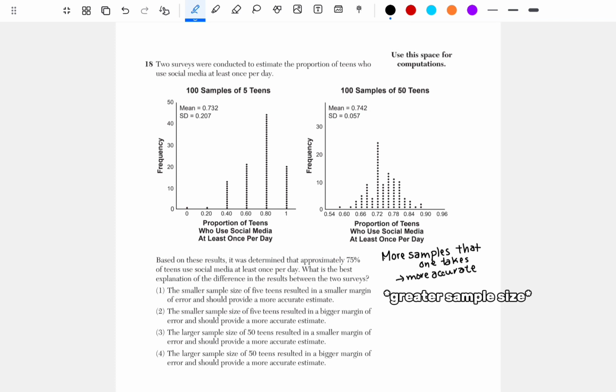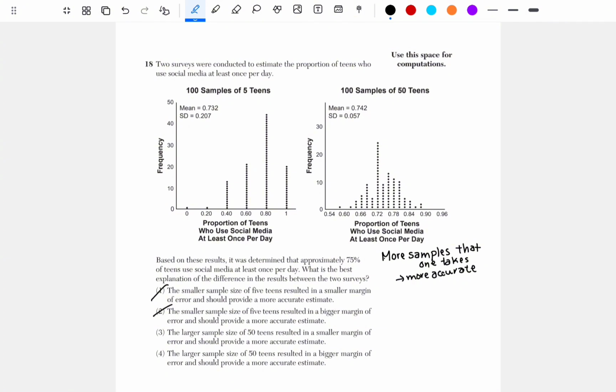So we automatically know that answer choices 1 and 2 would be incorrect because they're saying that the smaller sample size will provide a more accurate estimate. And we know that the rule says the more samples that we take, the more accurate one is, the closer one gets to representing the population. Now between answer choices 3 and 4. 3 says the larger sample size of 50 teens results in a smaller margin of error and should provide a more accurate estimate. And then 4 says the larger sample size of 50 teens resulted in a bigger margin of error, and should provide a more accurate estimate.